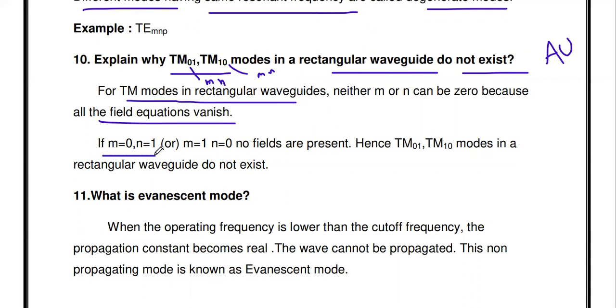Okay, so if M is 0 and N is 1, or M is 1 and N equal to 0, no fields are present in a rectangular waveguide. All other components EX, EY, EZ, HX and HY, all fields are 0. No fields are present. All fields have the value 0. That's why the TM01 and TM10 modes do not exist. Okay, this is a very important question.